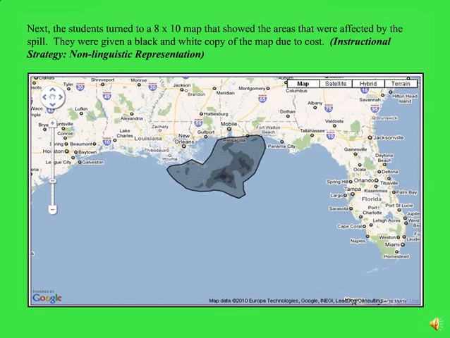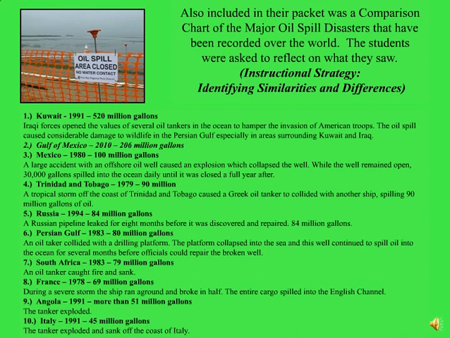Next, the students turned to an 8x10 map that showed the areas that were affected by the spill. They were given a black and white copy of the map due to cost. The instructional strategy that was used was non-linguistic representation. Also included in their packet was a comparison chart of the major oil spill disasters that have been reported over the world. The students were asked to reflect on what they saw. The instructional strategy used here was identifying similarities and differences.